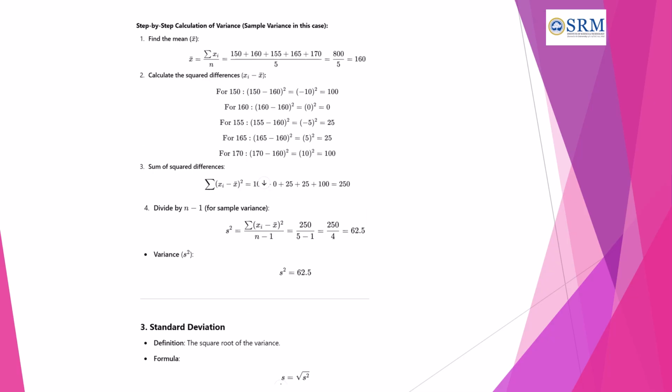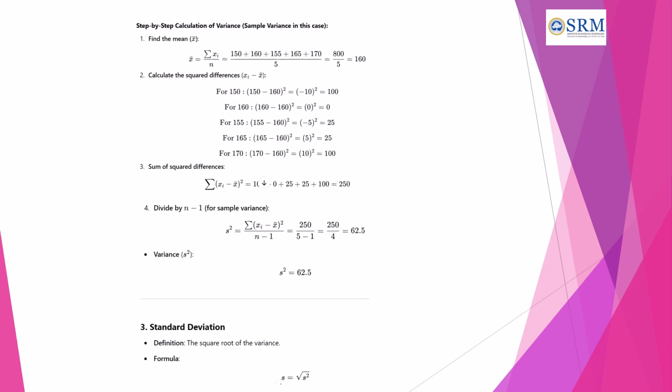To calculate the sample variance, we start by finding the mean, which is the average of all the data points. We add up the numbers 150, 160, 155, 165 and 170, getting a total of 800. Then we divide by 5, the number of points, so the mean is 160. Next, we find how far each number is from the mean by subtracting 160 from each value and then squaring the result to make sure they are positive.